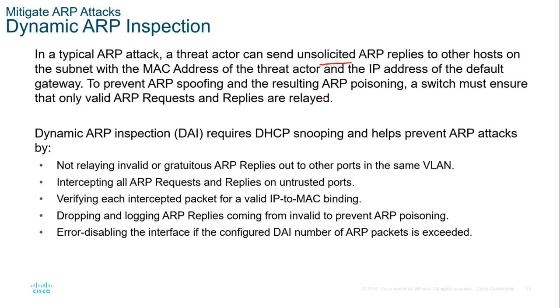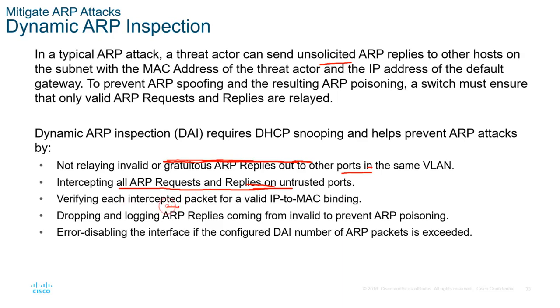DHCP snooping helps prevent ARP poisoning by not relying on gratuitous ARP. Gratuitous ARPs are unsolicited ARP replies sent out to other ports. Once this is generated, it should not be relied on. Then, intercepting all ARP requests and replies on untrusted ports, so the requests and replies have to be intercepted.